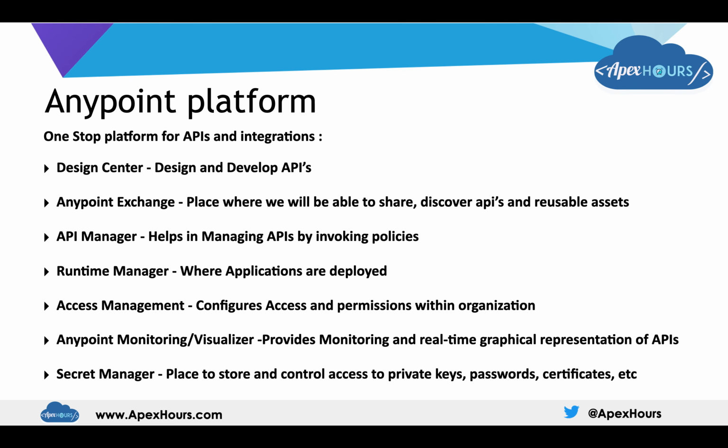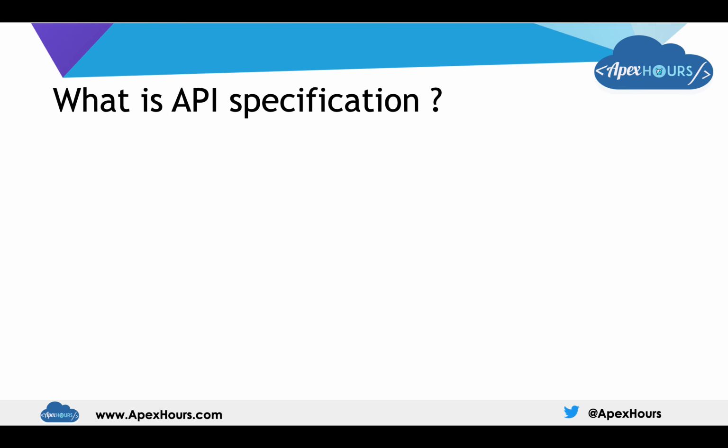Runtime Manager is the place where you deploy your applications. In Access Management, you can configure your access permissions within the organization. Anypoint Monitoring or Visualizer provides monitoring and a real-time graphical representation of APIs, more of statistics. Then Secrets Manager is a place to store and control access to private keys, passwords, certificates, etc. So this is just a quick recap of Anypoint Platform.